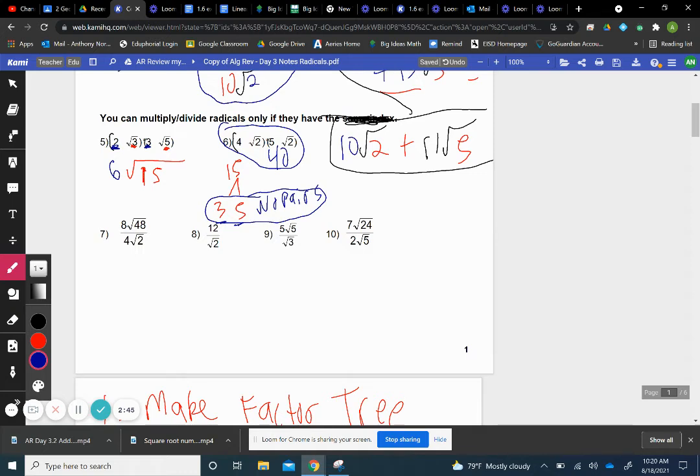The next piece, to divide radicals, we have to know we cannot have a radical on bottom. To get rid of the radical on bottom, you multiply the top and bottom by that radical. So we're going to multiply the top and bottom by the square root of 2. This gives us 12 square roots of 2 divided by the square root of 4.